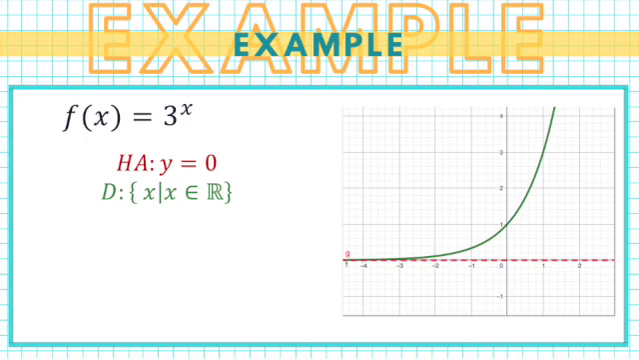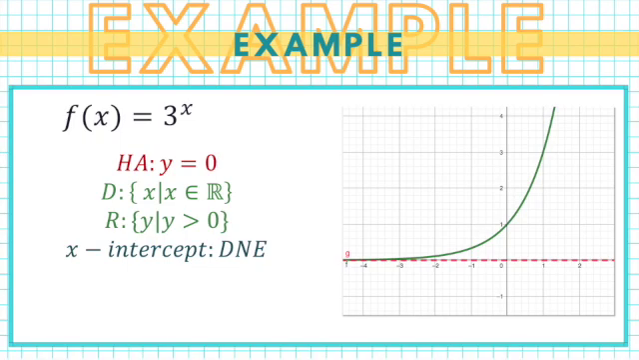Now for the range, we're going to take a look at the graph. We can see that all the points in the graph are found above the x-axis. Therefore, we can write the range as y such that y is greater than 0. Let's move on to the x-intercept. In the x-intercept, we determine the point where the graph meets the x-axis. Since the graph is asymptotic to the line y equals 0, it would not meet the x-axis, or it cannot intersect the x-axis. Thus, the x-intercept does not exist.